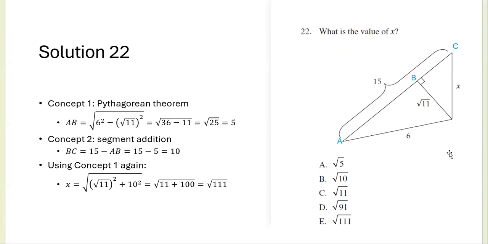So anyway, you've got to be careful to not assume things are drawn to scale. In general, I would say that, okay? Anyway, so BC is equal to 10. And then we can use the Pythagorean theorem again, because 10 squared plus square root of 11 squared should be equal to x squared. Okay, and if we do the math, x is square root of 111.